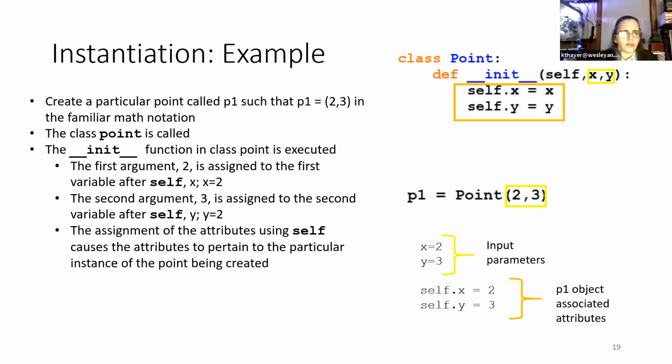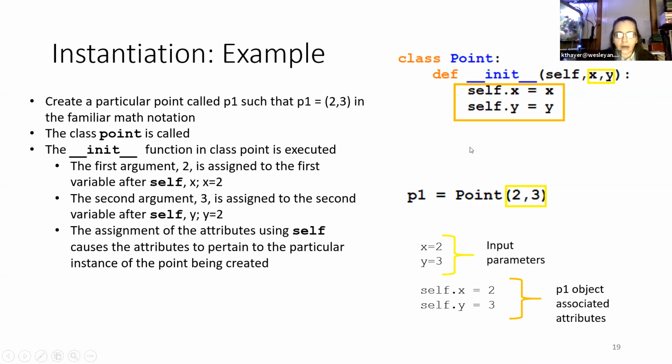So let's take a look at how this actually works out. Here's an instantiation example. Let's create a particular point called P1 such that P1 is equal to 2, 3. This is just our regular math notation, X, Y. The class point is being called, and so the init function in the class point is going to be executed, because that's what happens when you have init there. The first argument, 2, here's our 2 from here, is assigned to the first variable after self, which is X. So X equals 2.